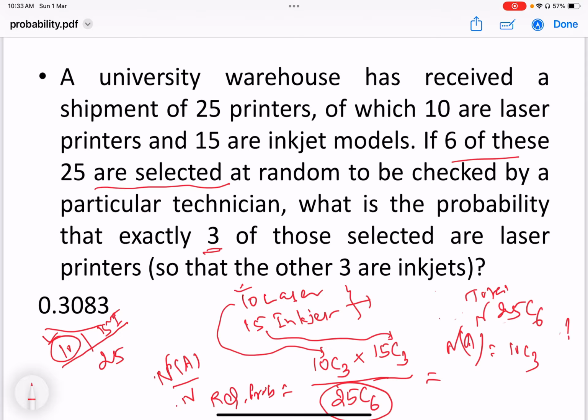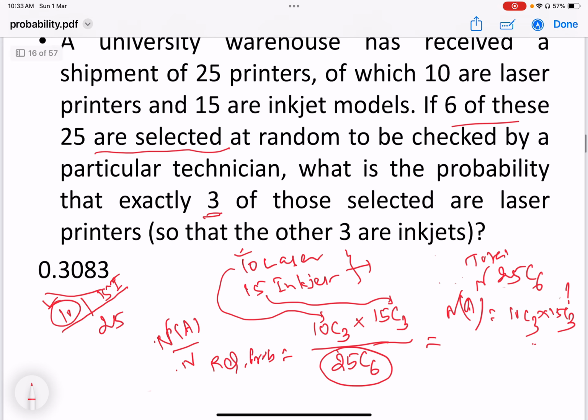So that is 10C3. We are selecting 6 in total, but we have already selected 3. So now the remaining 3 must be of the other type, that means inkjet printers, so that is into 15C3. So what is the required probability? 10C3 into 15C3 divided by 25C6. And you use the calculator, you will get the answer as 0.3083.